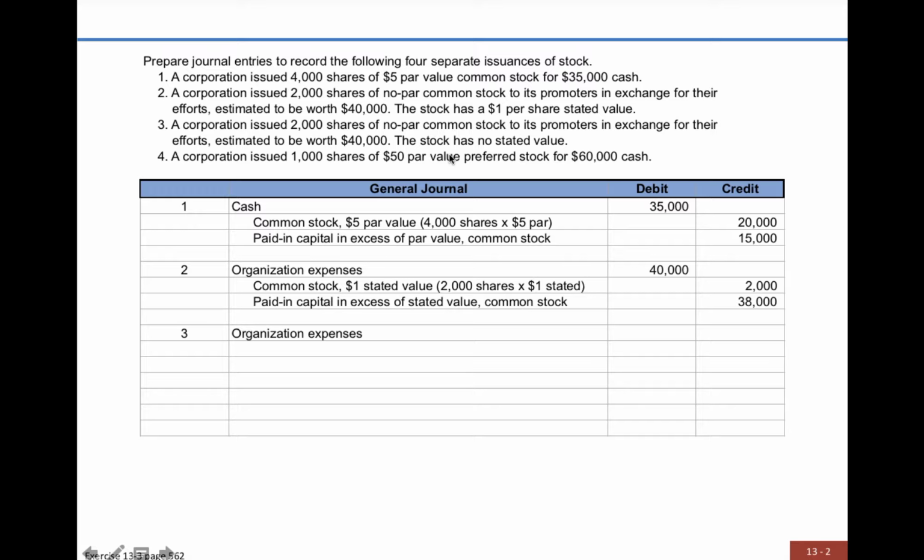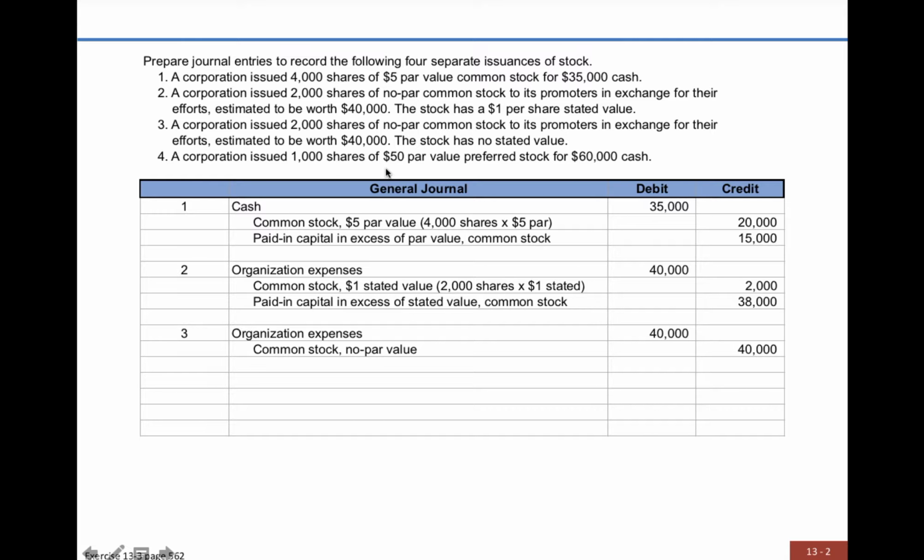Again, number 3, I guess I shouldn't have read that fast, but since we're talking about promoters, these are essentially promoters of our stock. But in this case, we issued 2,000 shares, no par common stock. So basically, it's going to look a lot like the last one, except instead of this third line, it's all going to go on the second line. So $40,000 organization expense, $40,000 common stock, no par value.